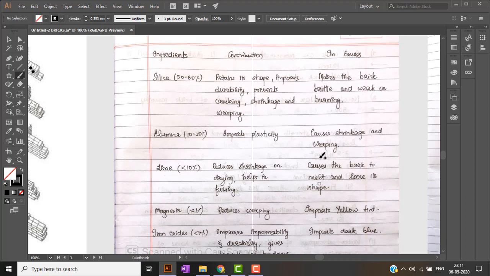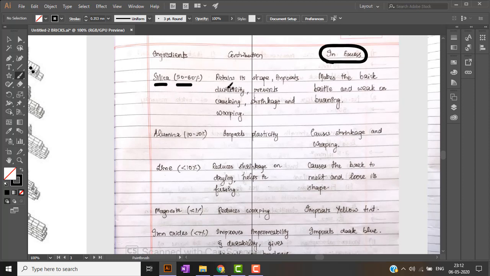Now let's look at the basic ingredients and their contribution. So how brick is formed, what are the ingredients used, and what happens if we use those ingredients in excess. Okay. So the first is silica. Silica is about 50 to 60%.